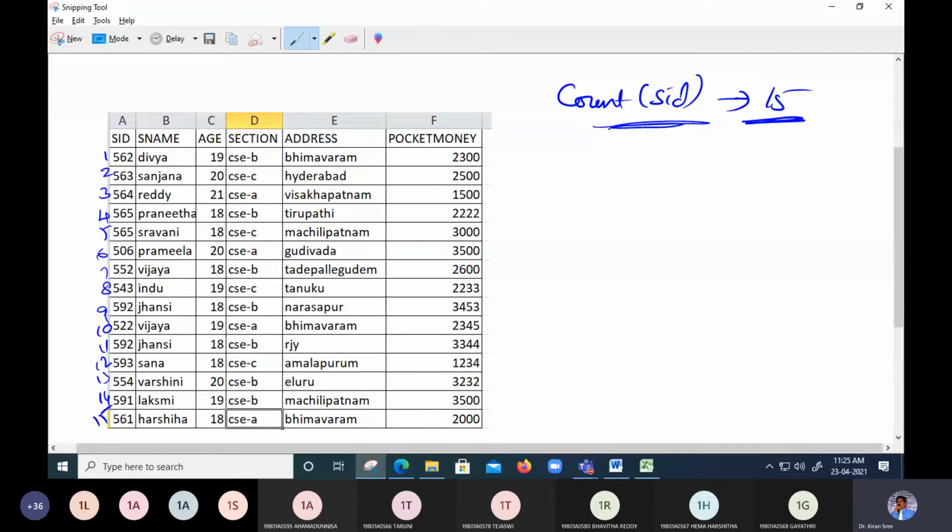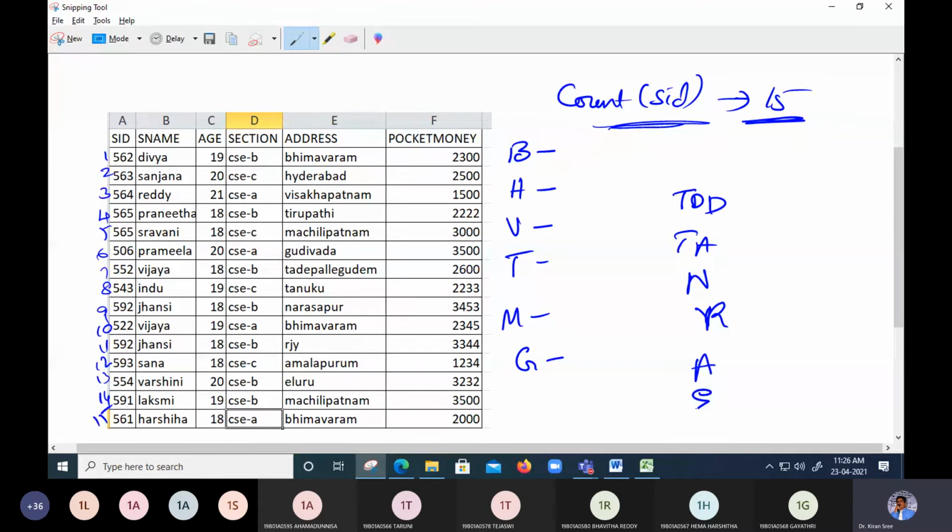First we should interpret. Bhimavaram is a place here. Hyderabad is a place here. Visakhapatnam is a place here. Then Tirupati is a place here. Machilipatnam is a place, followed by Gudivada. Tadepalligudem is a place. Tanuku is a place. Narsapur is a place. Rajahmundry is a place. And Amalapuram is a place. Eluru is a place. And Machilipatnam is repeating 2 times. Bhimavaram is repeating 2 times.